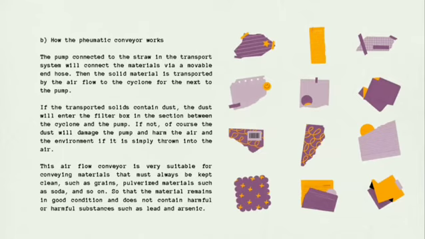B. How does a pneumatic conveyor work? The pump connected to the straw in the transport system will connect to the material via a nozzle and hose. Then the solid material is transported by the airflow to the cyclone next to the pump. If the transported solid contains dust, the dust will enter the filter box in the section between the cyclone and the pump. If not, of course, the dust will damage the pump and harm the environment if it is simply thrown into the air.